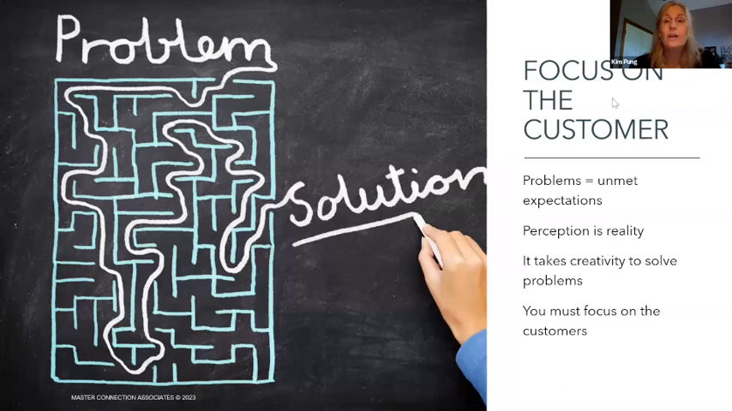But first, we want to talk about a couple of things that are critical when it comes to handling objections, and that is, most importantly, that we focus on the customer. Remember, when there's an objection, there's a problem, it means their expectation has not been met. So in Francine's case here, they thought it was going to be closer to the airport, or they wanted it to be closer to the airport, and it's not. So their expectation is not met, right?